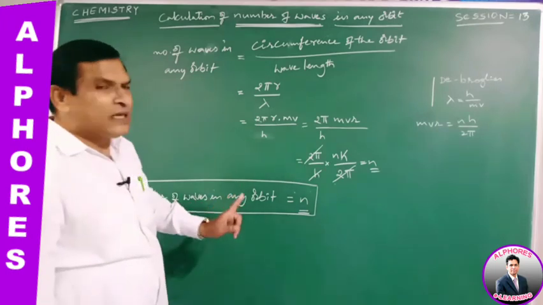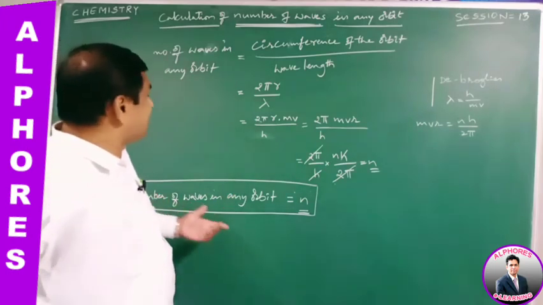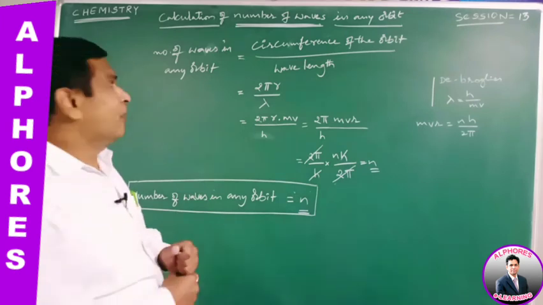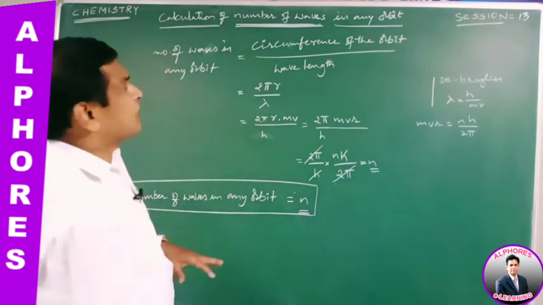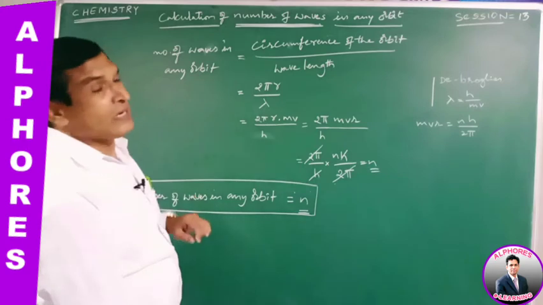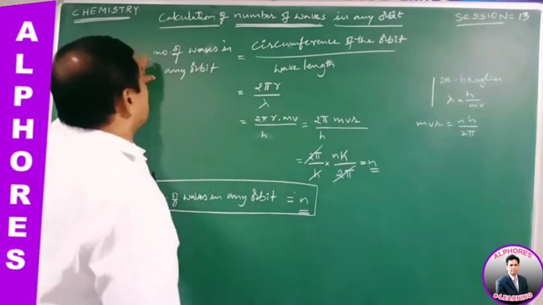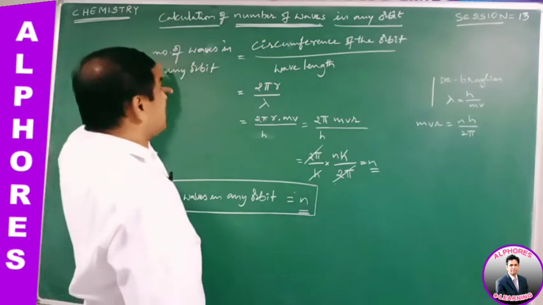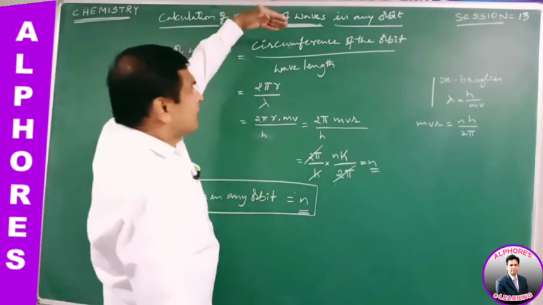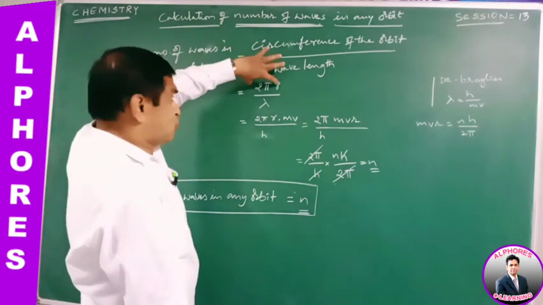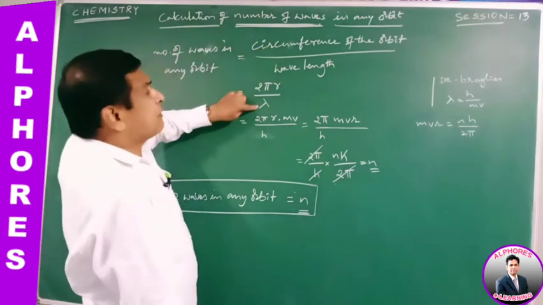Number of waves in any given energy level or in any orbit is equal to the principal quantum number, that is n. So this is the calculation of the number of waves in a given energy level. How are we calculating this? Number of waves in any orbit is equal to the circumference of the orbit divided by the wavelength. Circumference is 2 pi r, divided by the wavelength lambda.